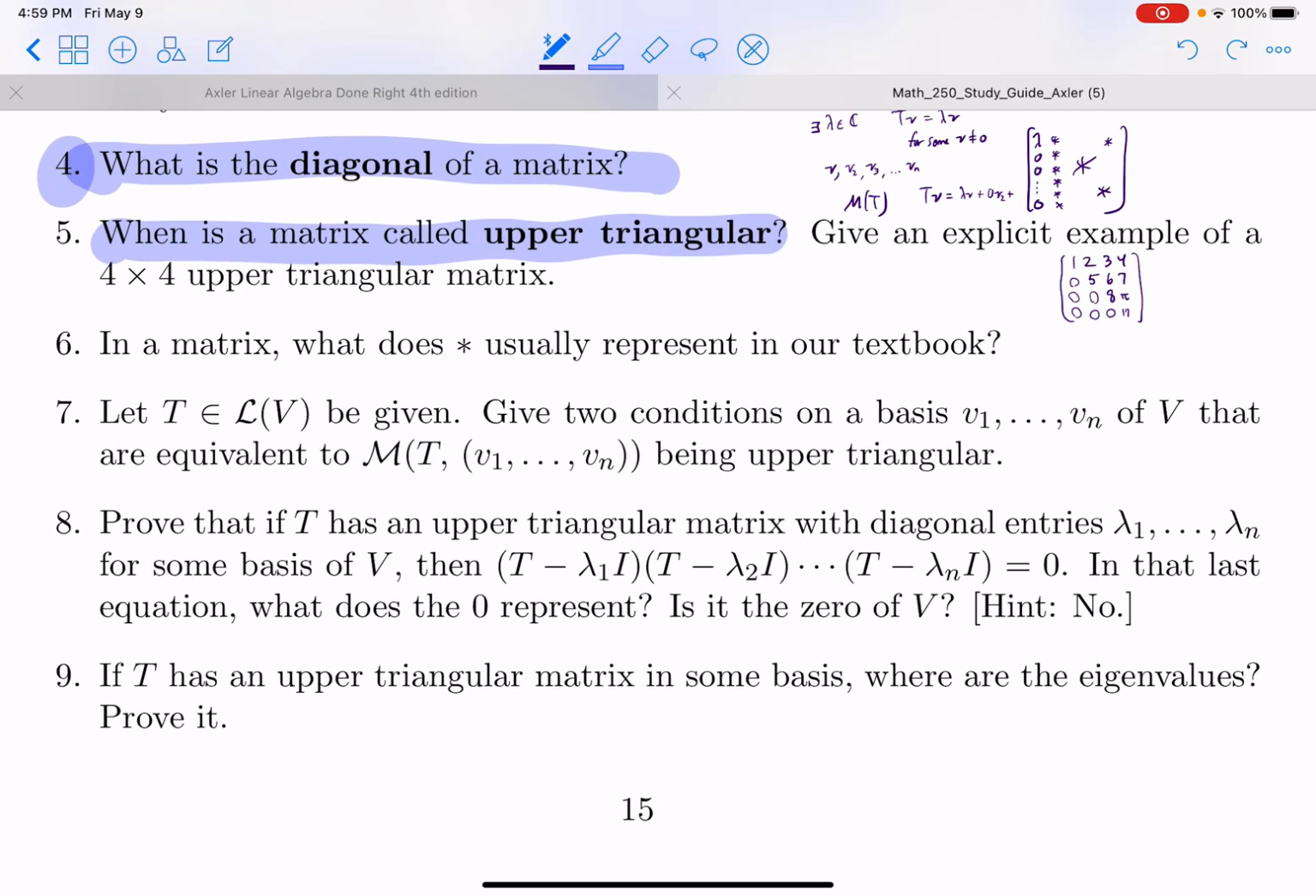All right, take a look at number 7 and try it yourself. Pause the video. At least pause the video to read it.